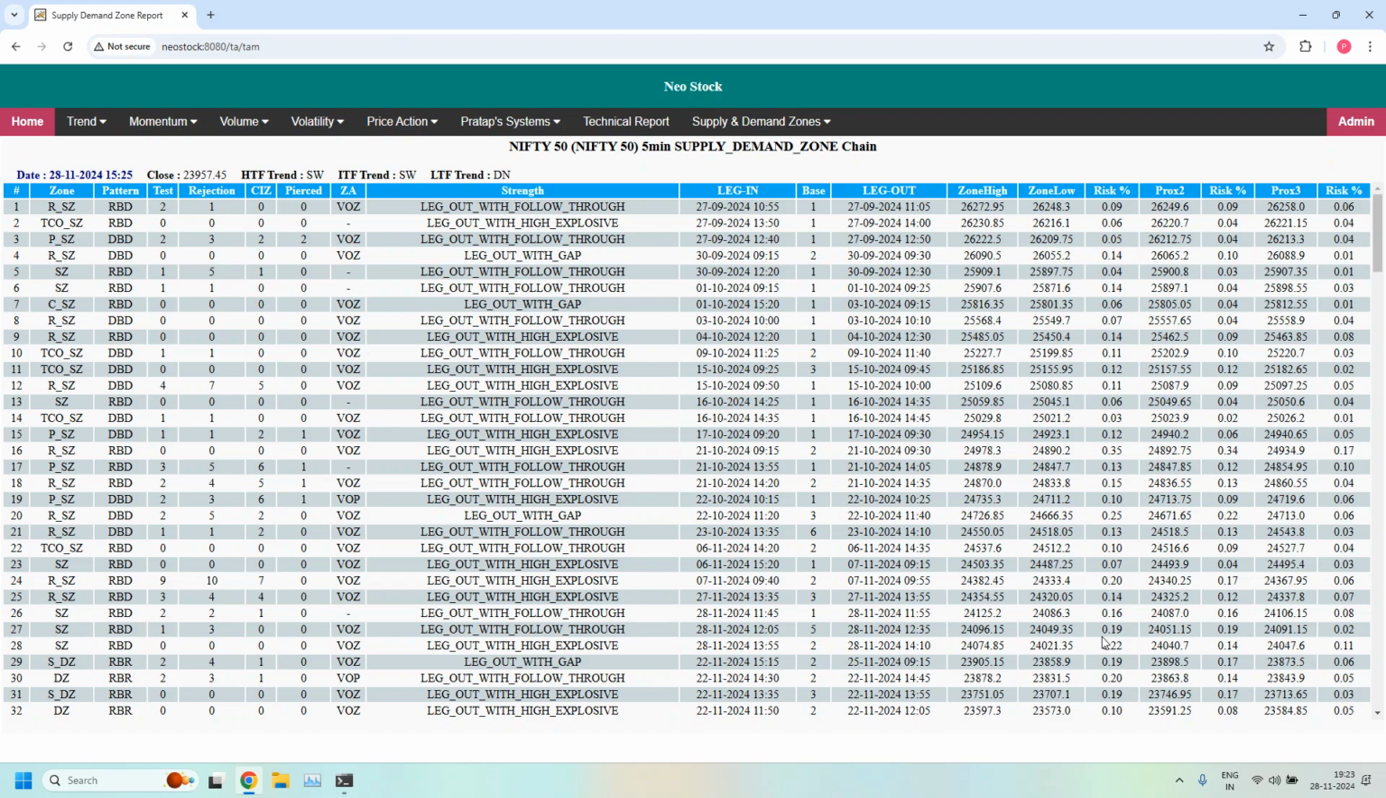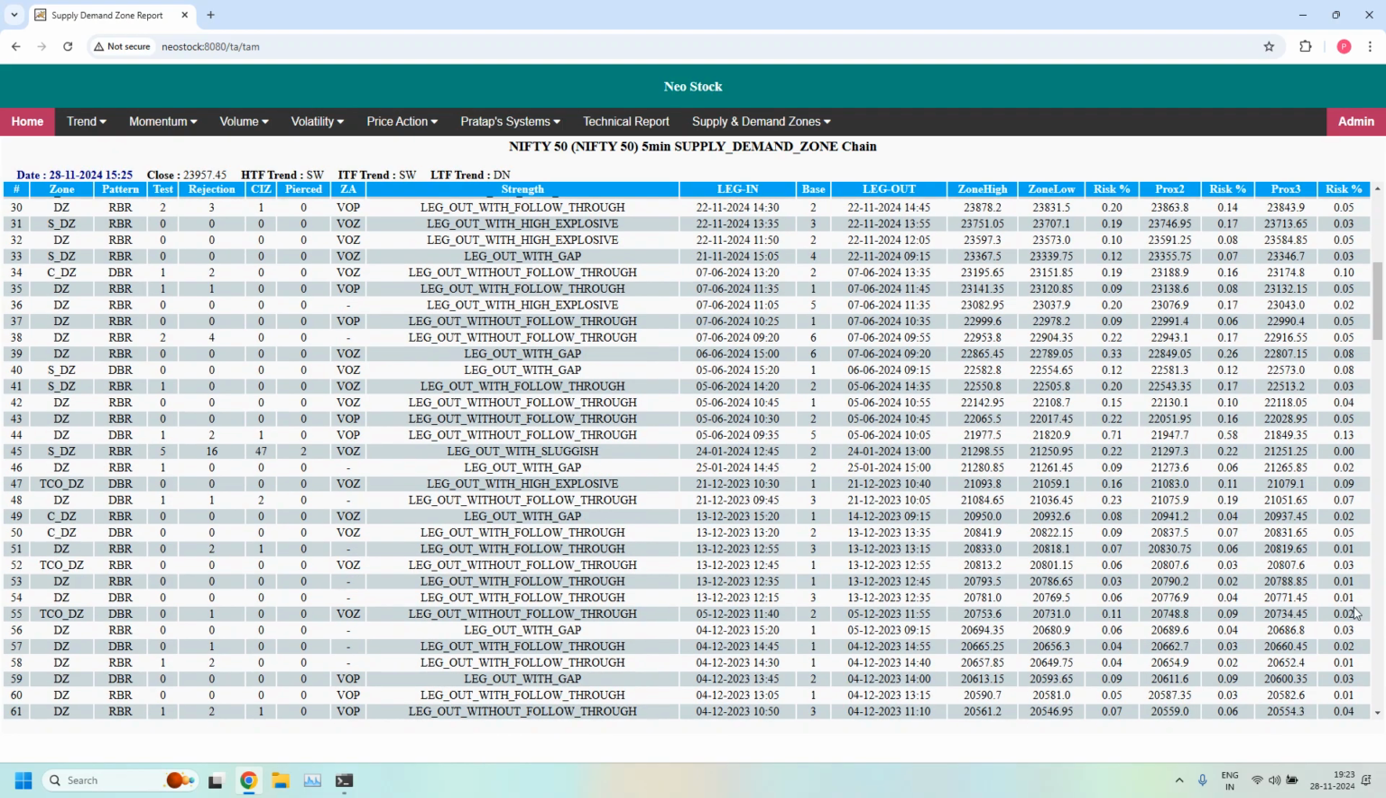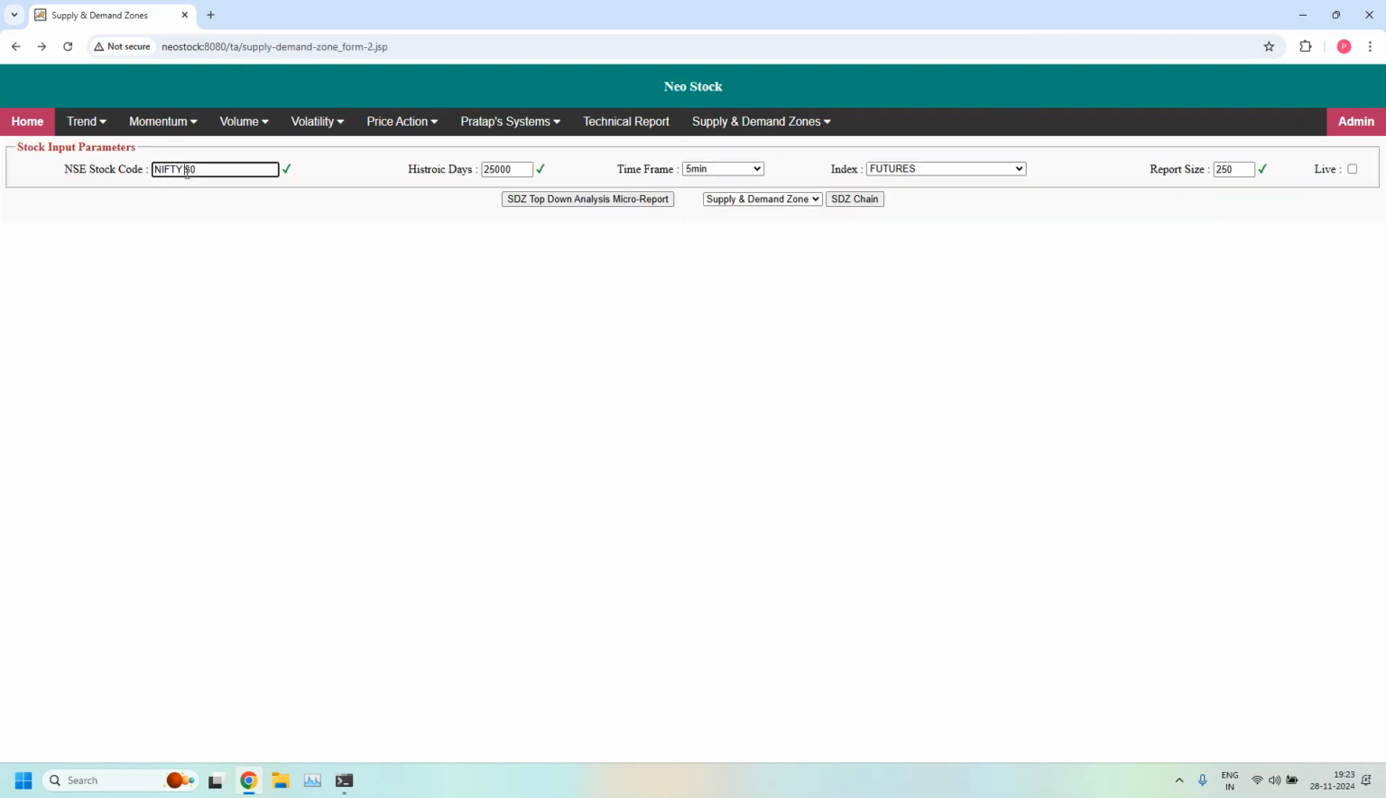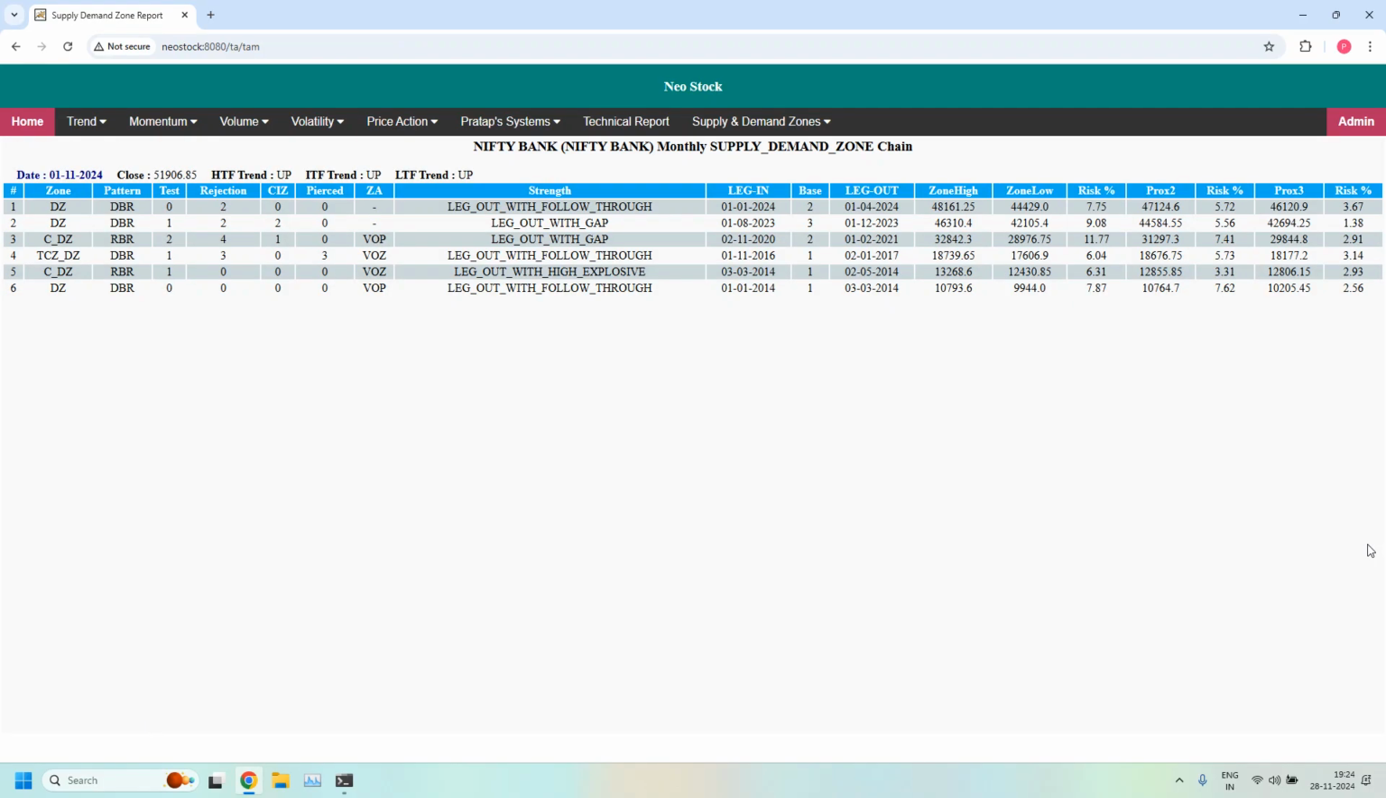So we have completed Nifty supply demand zone chain, but here we have only 4 demand zones. Let me scroll the list so that you can find more 5 minutes demand zones. Okay, this is Nifty supply demand zone chain. Next, Bank Nifty supply demand zone. Let me change it to Nifty Bank. Starting with monthly time frame, monthly supply demand zone chain for Bank Nifty I am generating.